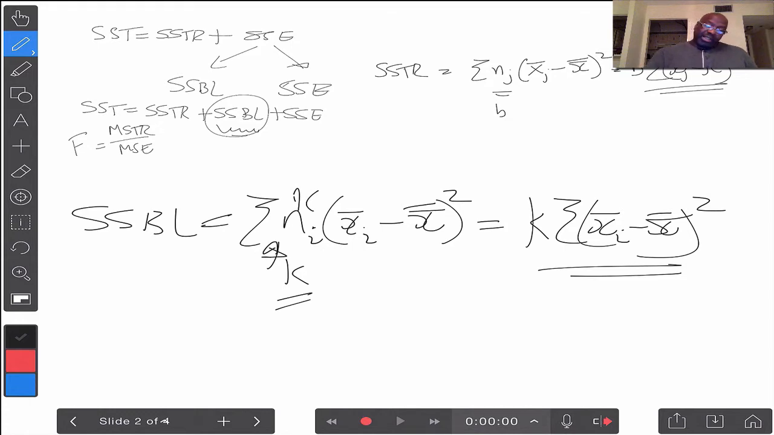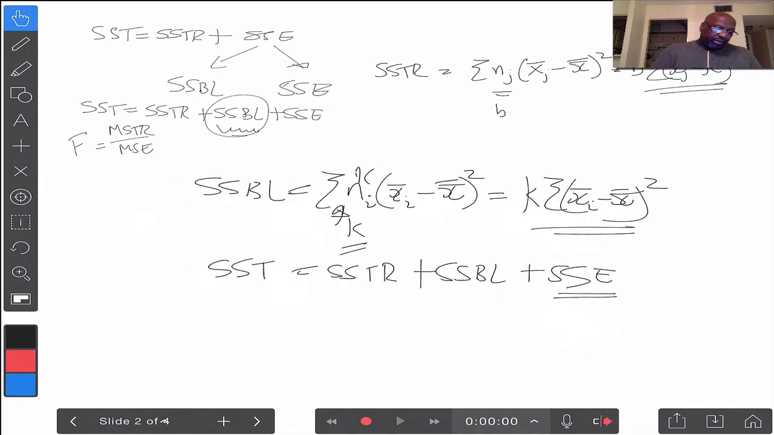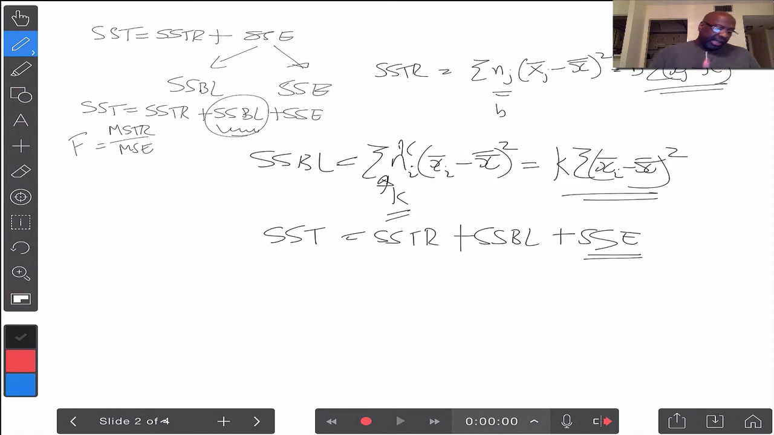Now recall that we said SST is equal to SSBL plus SSE. Yes, we do want SSBL, but I don't want to put it first. We always put our treatments first: SSTR plus SSBL plus SSE. There is a formula for SSE, but it's a little tricky. It kind of looks like this. It's not fun to look at.